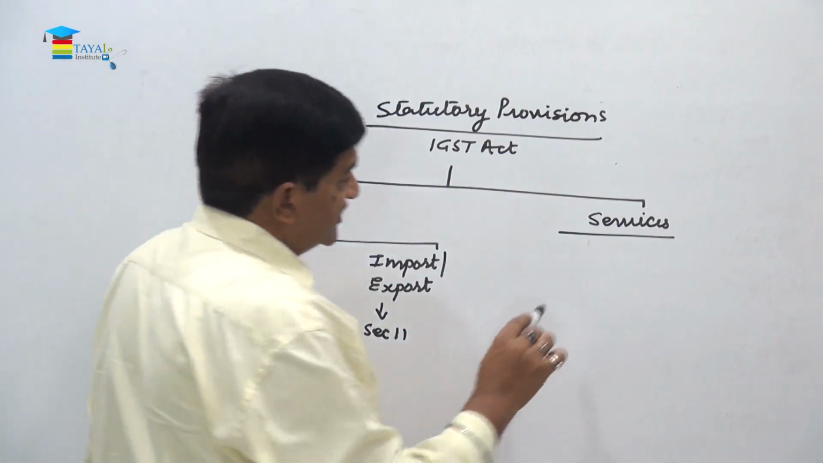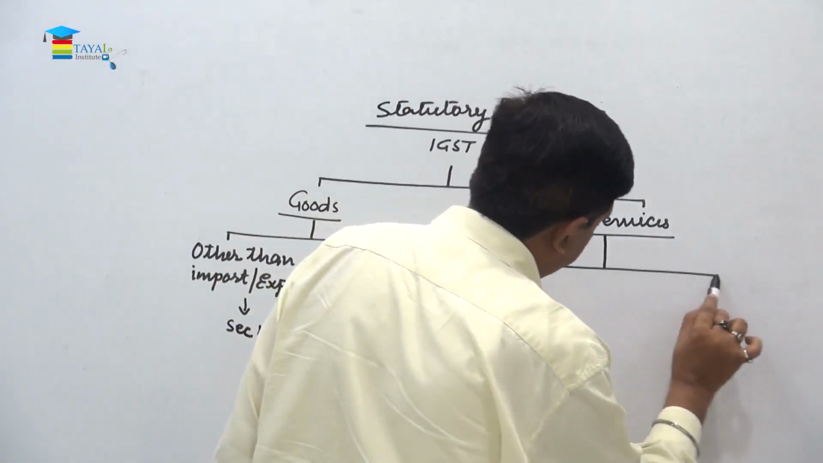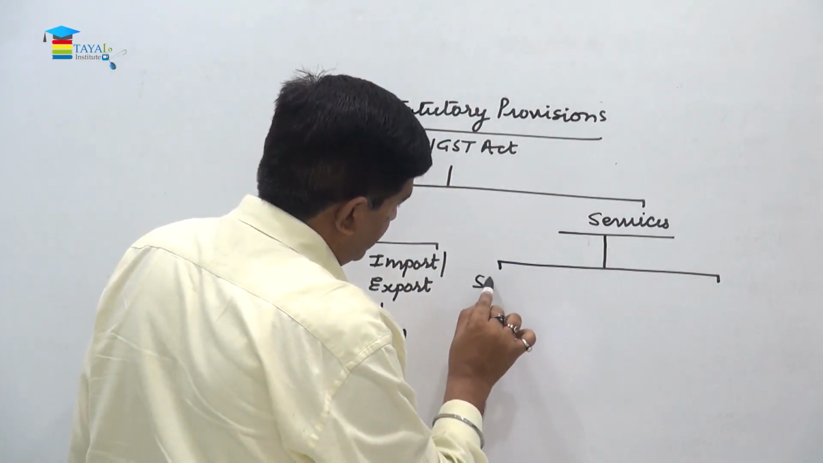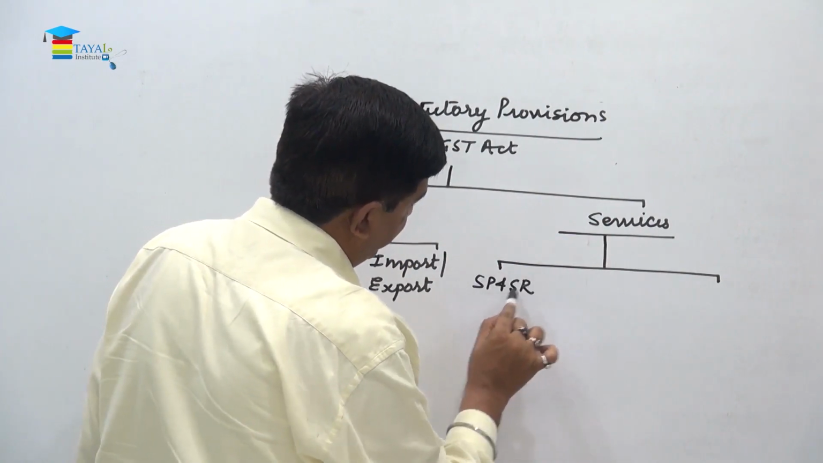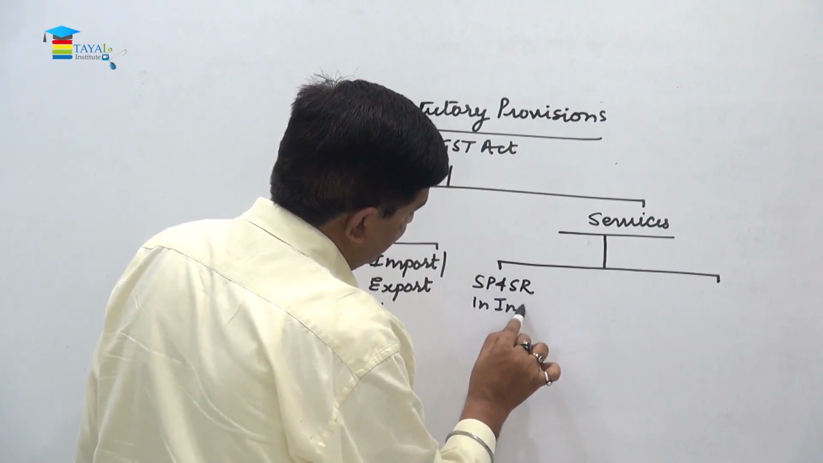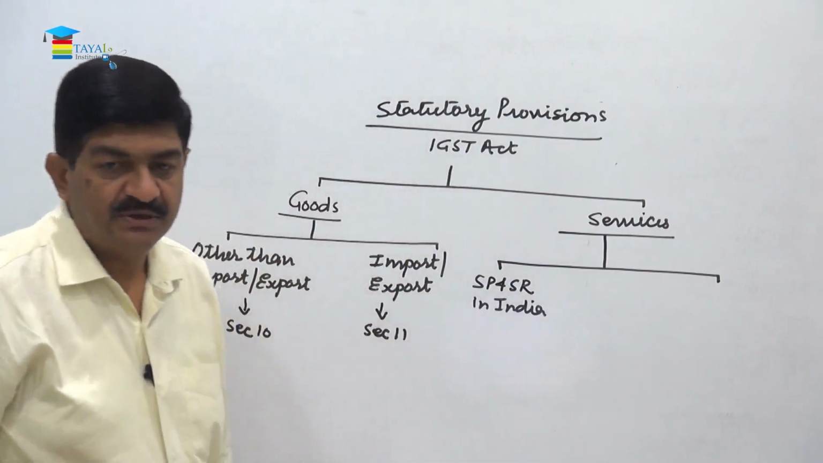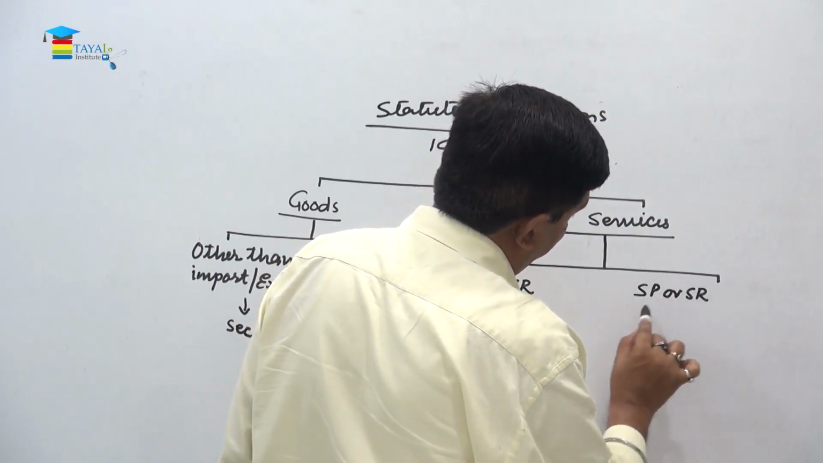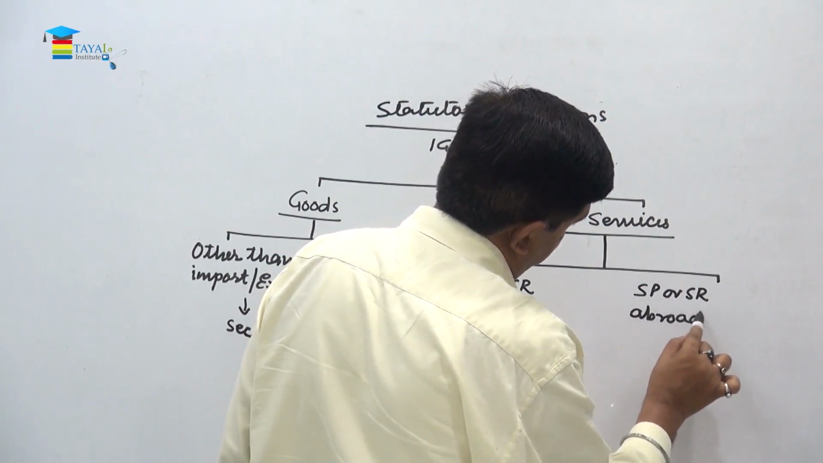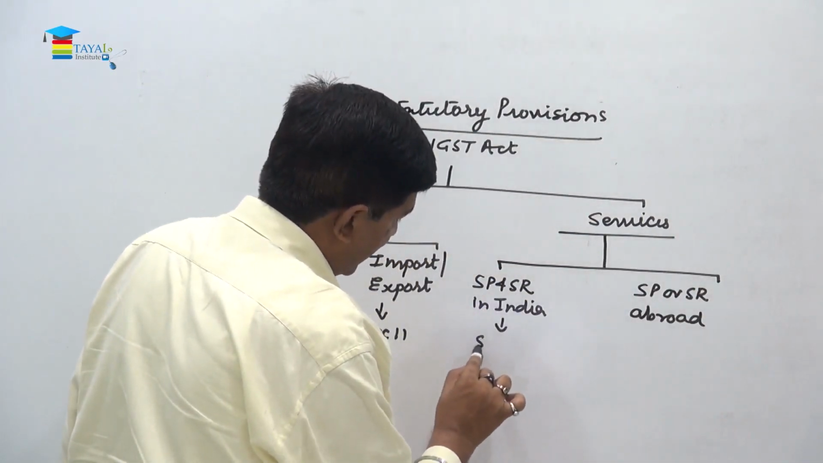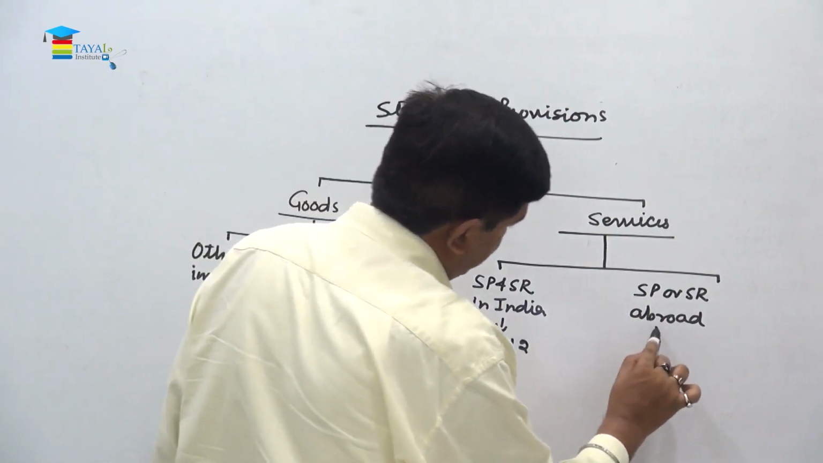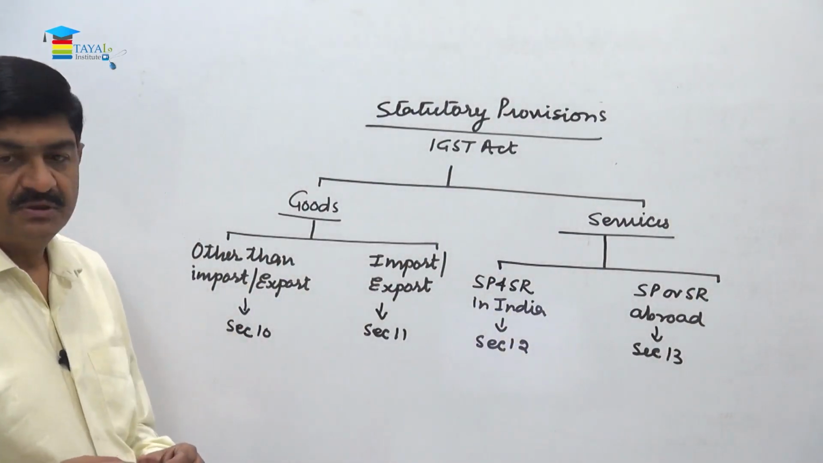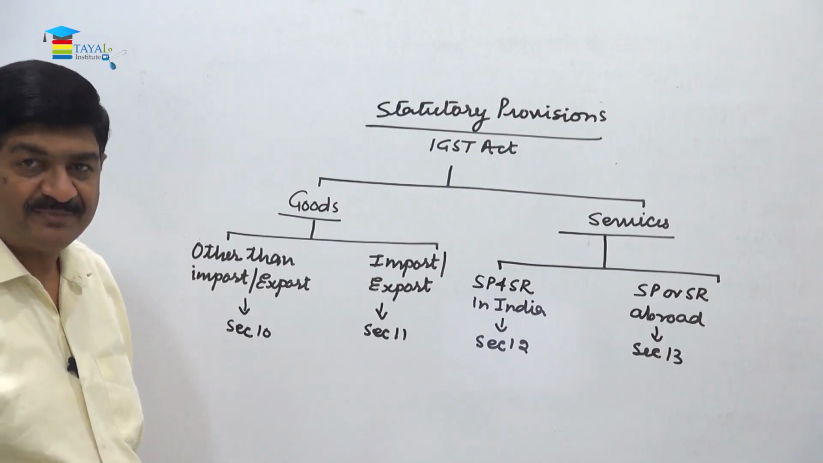Right? In this case, titles are slightly changing. Service provider and service recipient in India. Where the service is actually given is not important. And here, service provider or service recipient abroad. This is covered under section 12. This is covered under section 13. So this is the summary of the entire chapter, right?